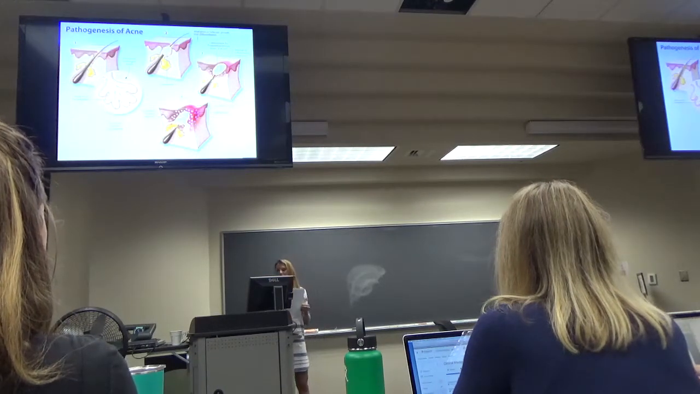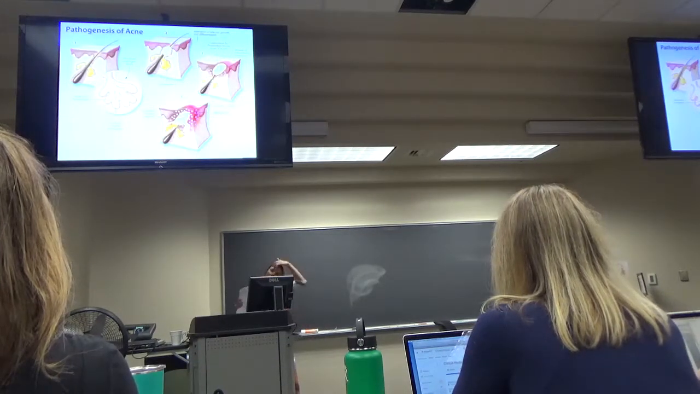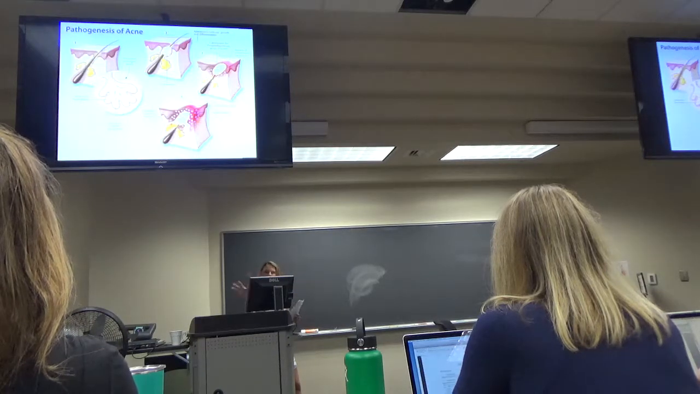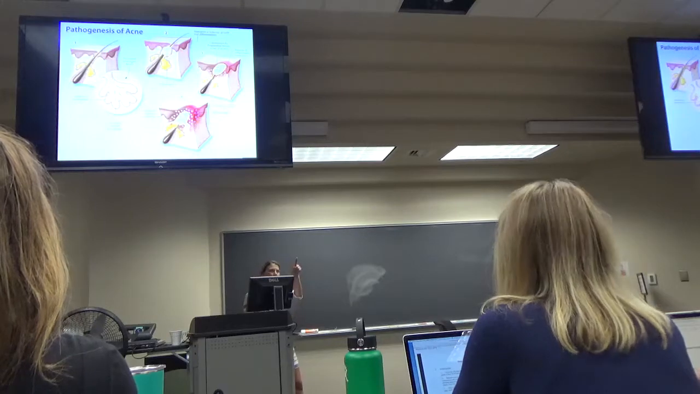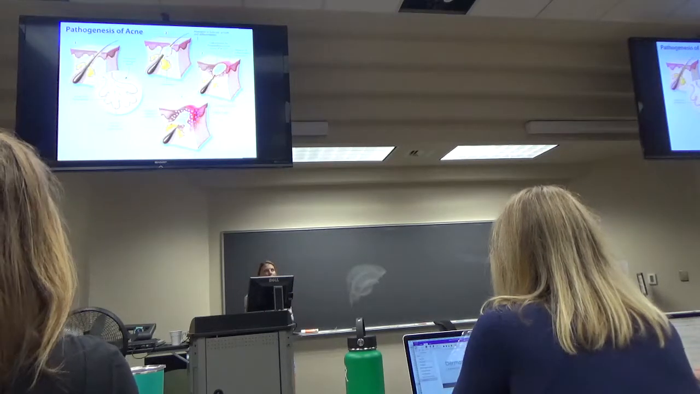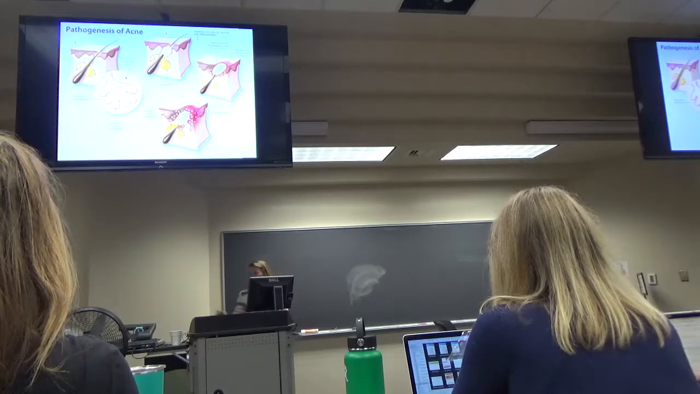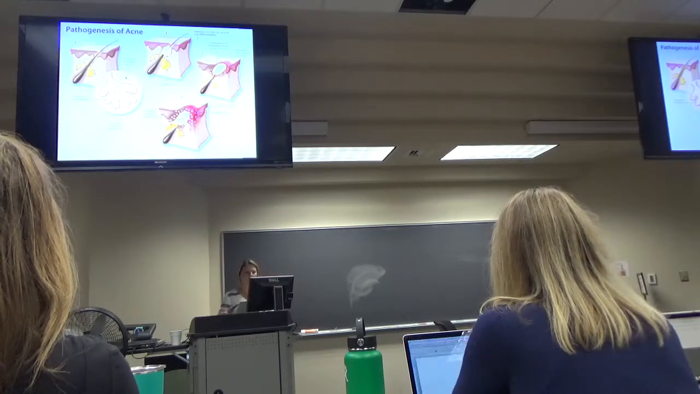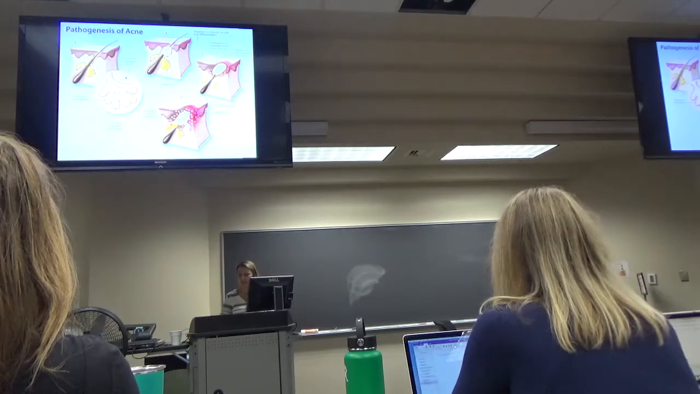So the first thing we'll talk about is acne, rosacea, folliculitis, which are kind of all in the same vein. So is this up? Yeah. So this is the pathogenesis of acne, which is what I'll talk about first. And there's typically 4 main reasons that we get acne.